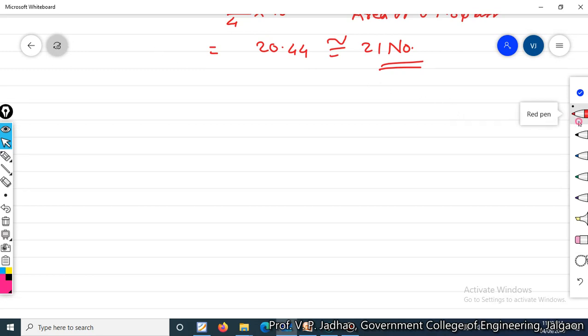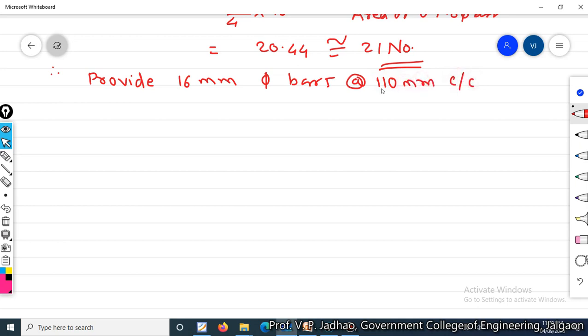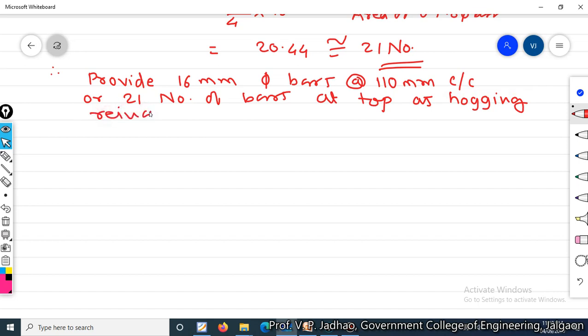Therefore provide 16 mm bars at 110 mm center to center, that is 21 bars at top as hogging reinforcement or negative reinforcement.